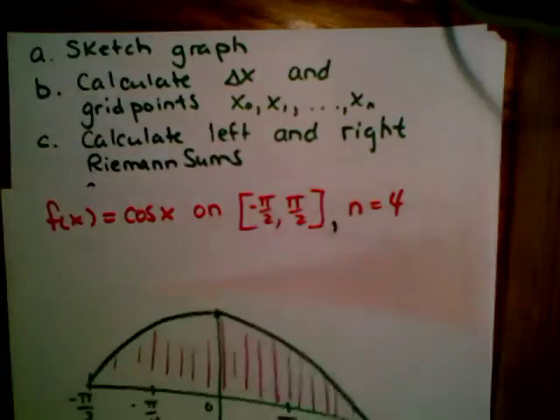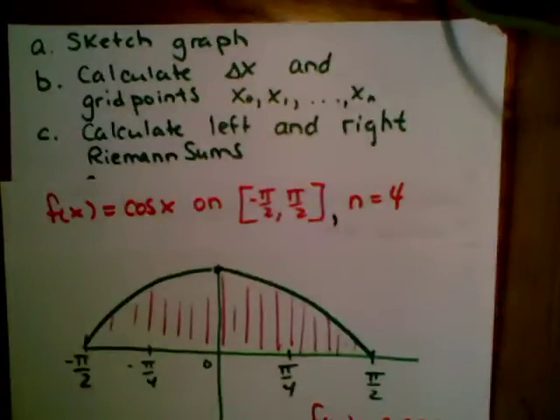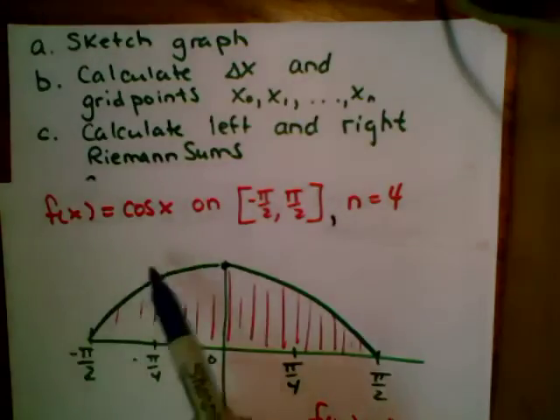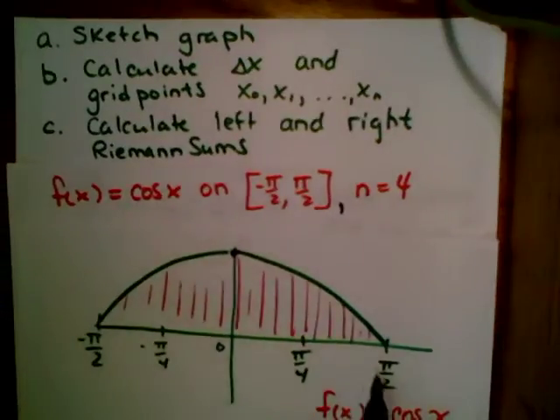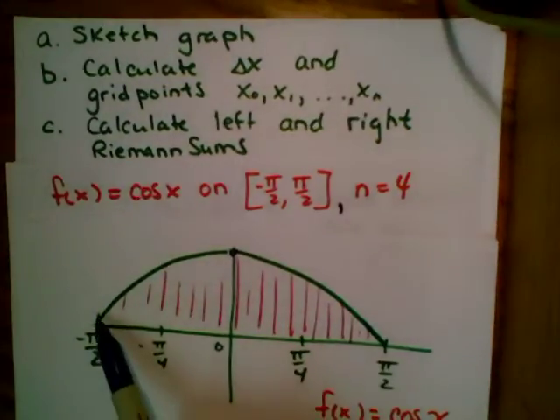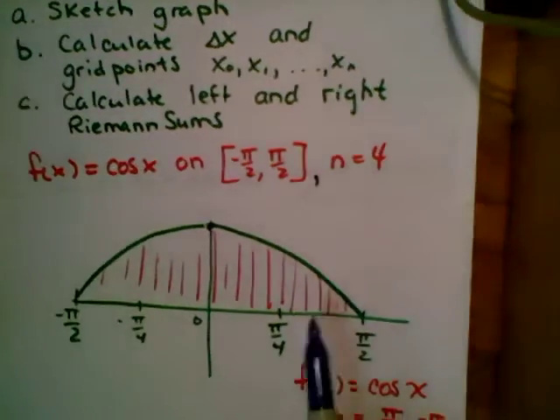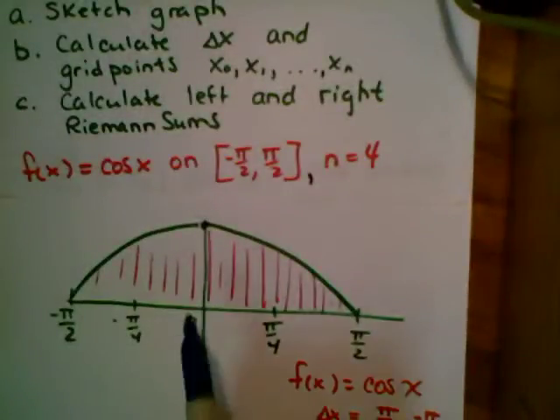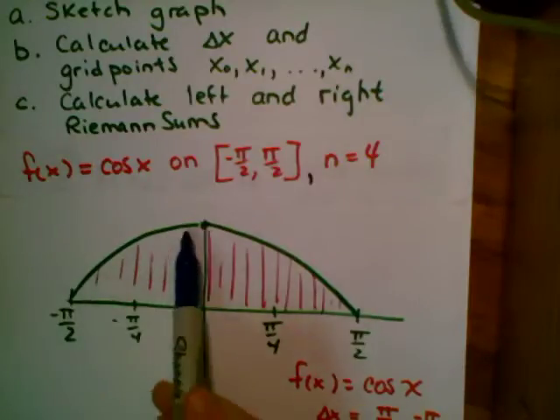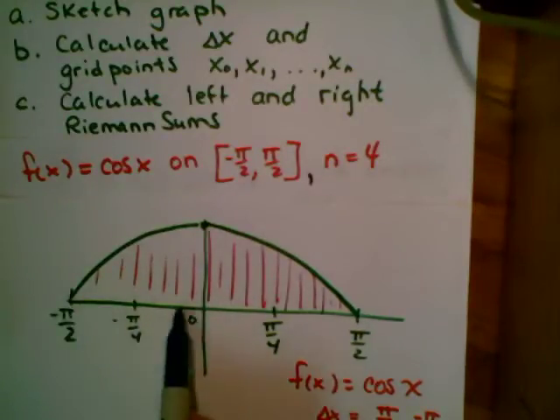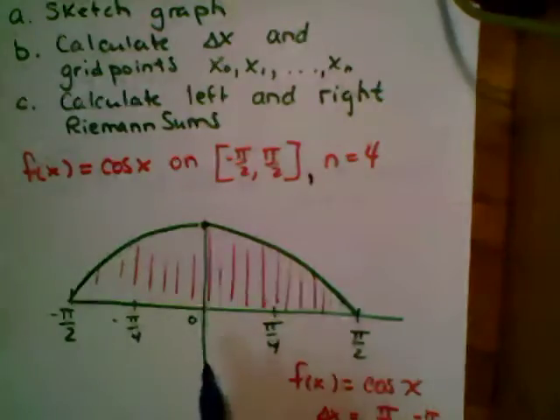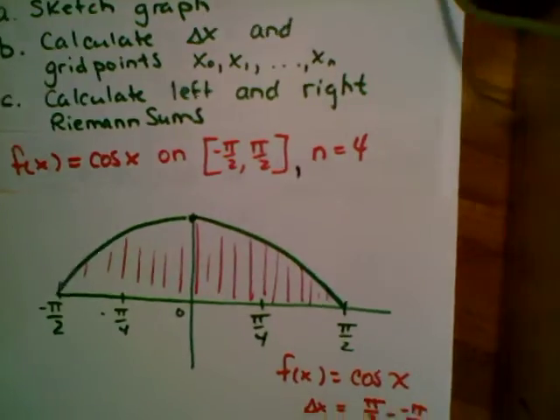Okay, let's take a look at a rough graph of cosine. We know cosine is periodic, but from negative pi over 2 to pi over 2, the outputs for cosine are all positive, and so in red I've shaded in the area bounded by the curve cosine of x and the x-axis. The length of this interval from negative pi over 2 to pi over 2 is a total of pi.